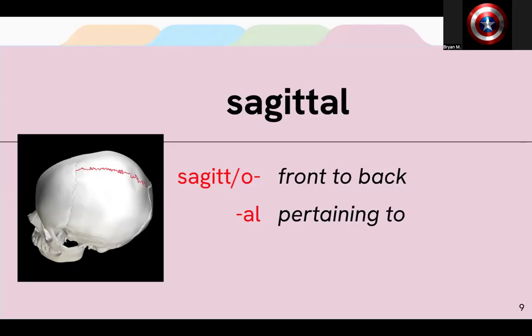The parietal bones join at the sagittal suture, which runs from top to center to the back of the cranium. The Latin word sagit or sagitto means arrow or arrow-like. Sagittal suture is the arrow-like seam running midline from front to back.